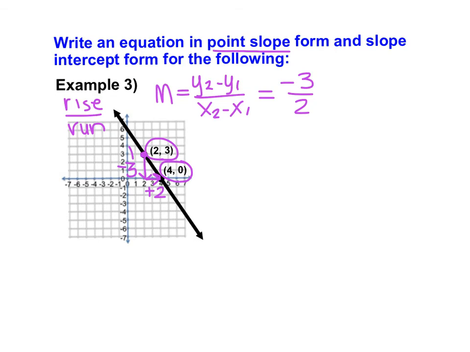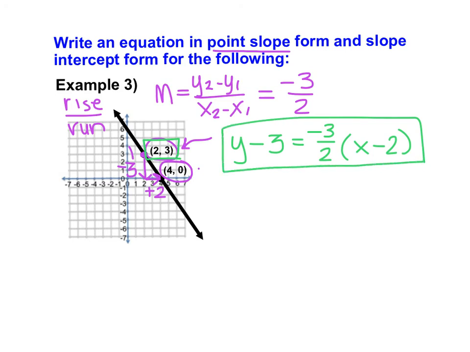So from here, we're going to look at point-slope form. We need to pick a point, and it doesn't matter which point you pick. You can pick whatever you would like. So I'm going to pick this first point right here. So we're going to write an equation into point-slope form, and remember that's y minus your y-coordinate, which is 3, is equal to your slope of -3/2 times, in parentheses, x minus your x-coordinate of 2. So this right here is your point-slope form.